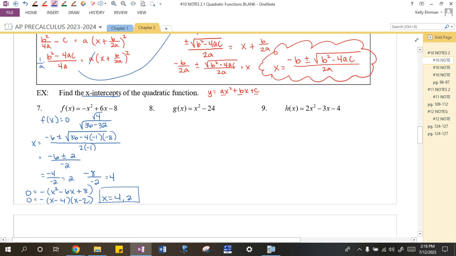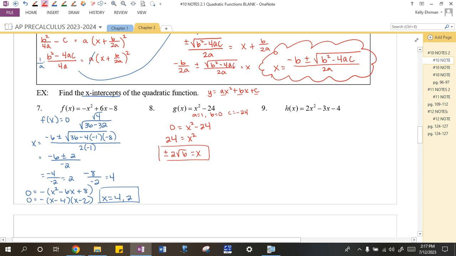Same thing for g of x. I could say a is 1, b is 0 because there's no x term, c is negative 24. Or I could just say I'm setting x squared minus 24 equal to 0. That's not a difference of squares, but I can isolate x squared. I can square root both sides. The square root of 24 is 2 radical 6. And that gets me to my answer.